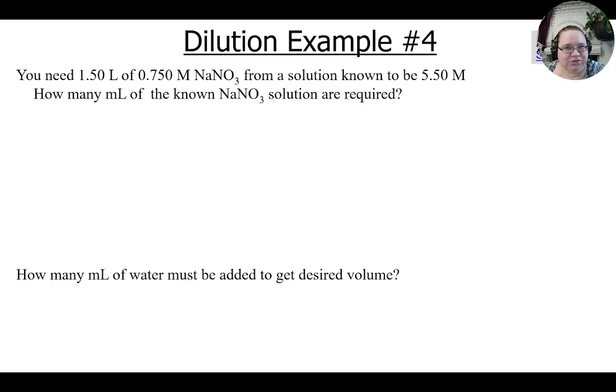Okay, this one didn't use the words concentrated or diluted, so let's look at our M's. My stock solution is going to have a higher molarity. That means 5.50 is my M1. It is my initial molarity. So that means it is asking us for V1. So my other two values are my V2 and my M2.